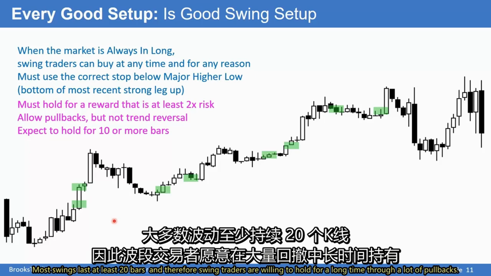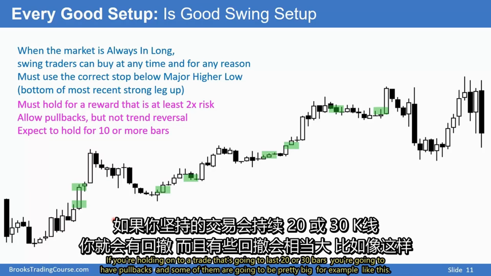Most swings last at least 20 bars, and therefore swing traders are willing to hold for a long time through a lot of pullbacks. If you're holding on to a trade that's going to last 20 or 30 bars, you're going to have pullbacks, and some of them are going to be pretty big, for example, like this.